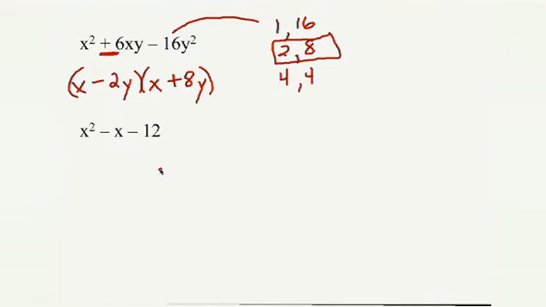You can also think about it this way. You want the term in the middle to be positive 6. To get positive 6, you'd add positive 8 to negative 2.